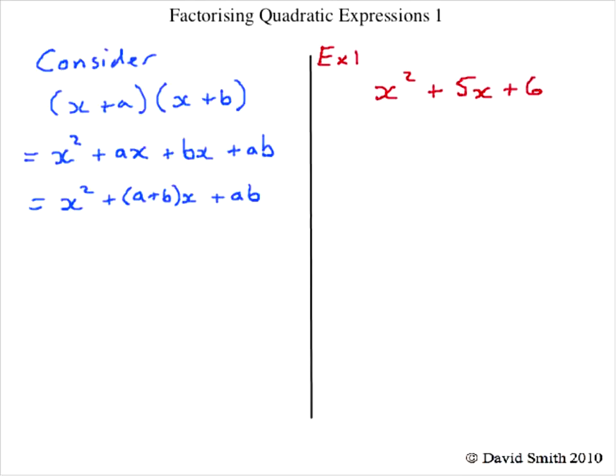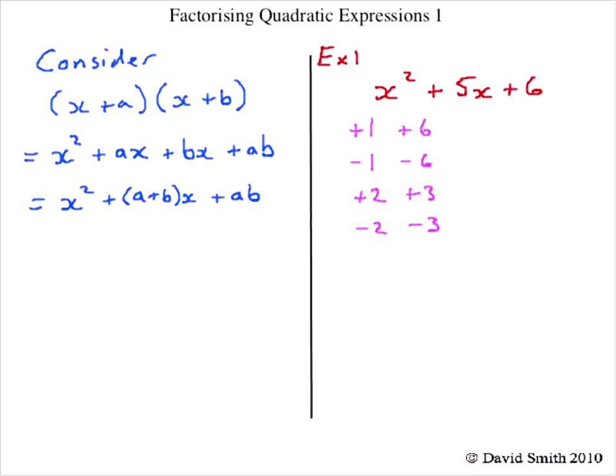Right, well, let's begin by looking at the possible pairs of factors that multiply together to give 6. We could have plus 1 multiplied by plus 6. But equally, we could have two negatives. We could have minus 1 multiplied by minus 6. We could have plus 2 multiplied by plus 3. Or minus 2 multiplied by minus 3. And they're all the pairs of factors of plus 6.